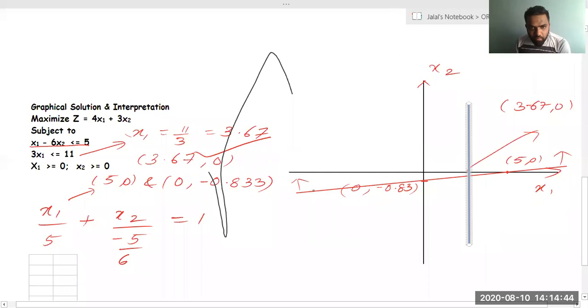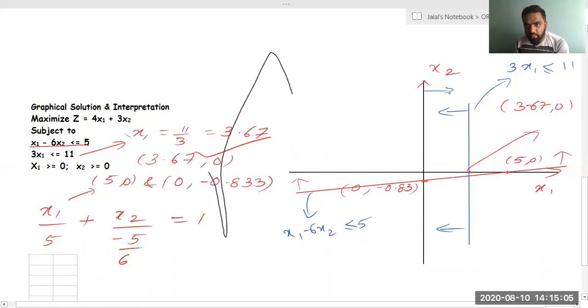If you remember, the equation of this line was x1 minus 6x2 is less than or equal to 5, and the equation of this line is 3x1 is less than or equal to 11. Since this is also less than, it will be towards the origin. And we already know x1 equal to 0 is the equation of the x2 axis. So x1 greater than or equal to 0 will be on the right hand side, and x2 greater than or equal to 0 will be on the upper side of the x1 axis. So we have done all the things.